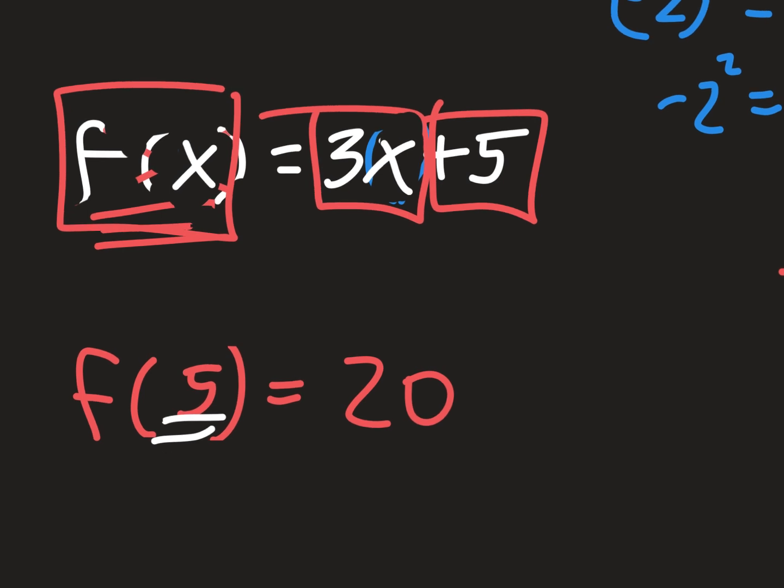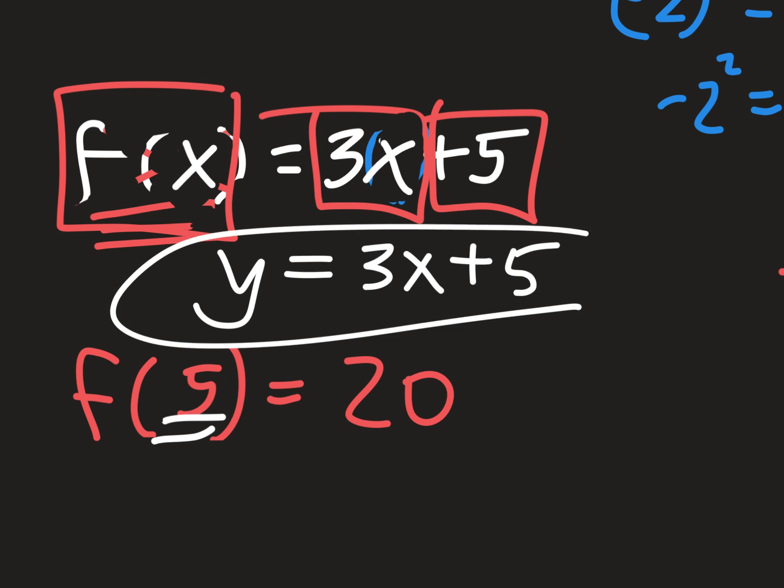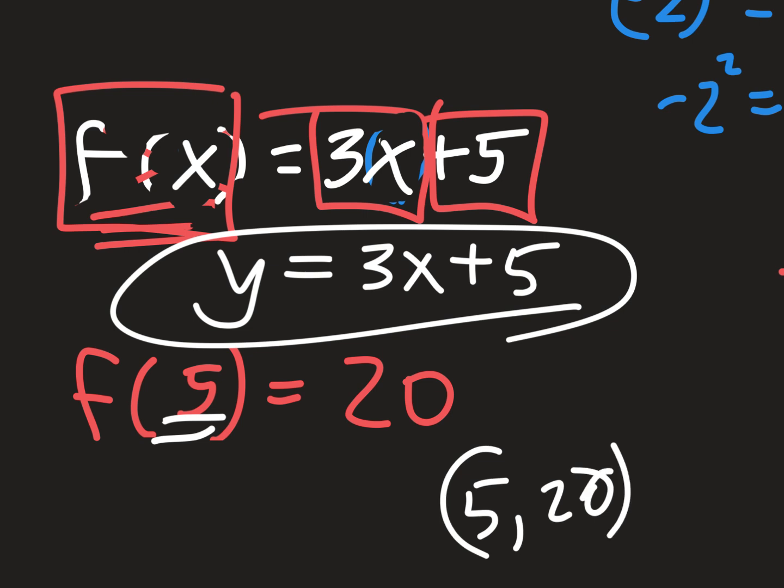If f of x is really y, then y equals 3x plus 5, right? Because f of x is y, right? Doesn't this have a gajillion points on it? Yeah, and one of them is (5, 20). Who had that down on your paper? A bunch of you caught that. See, when I say f of 5 is 20, I'm really giving you the point (5, 20).